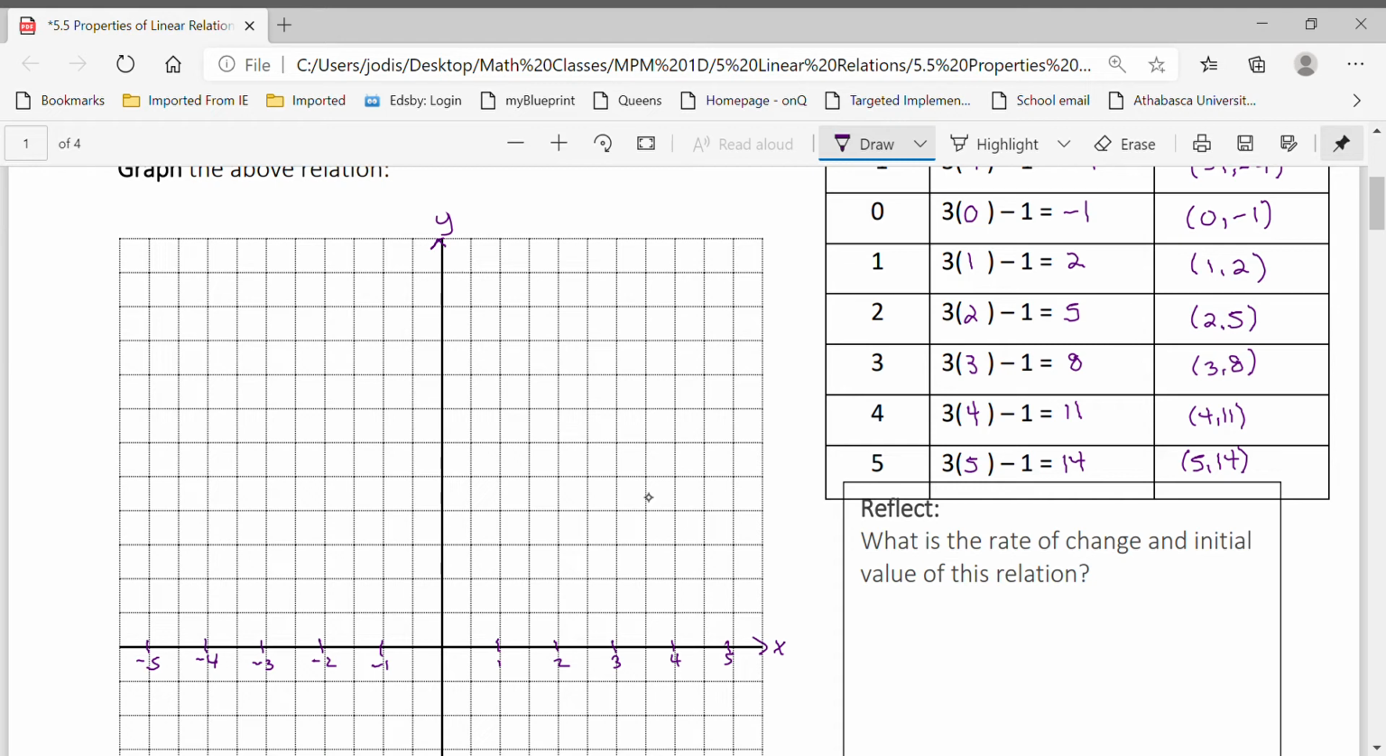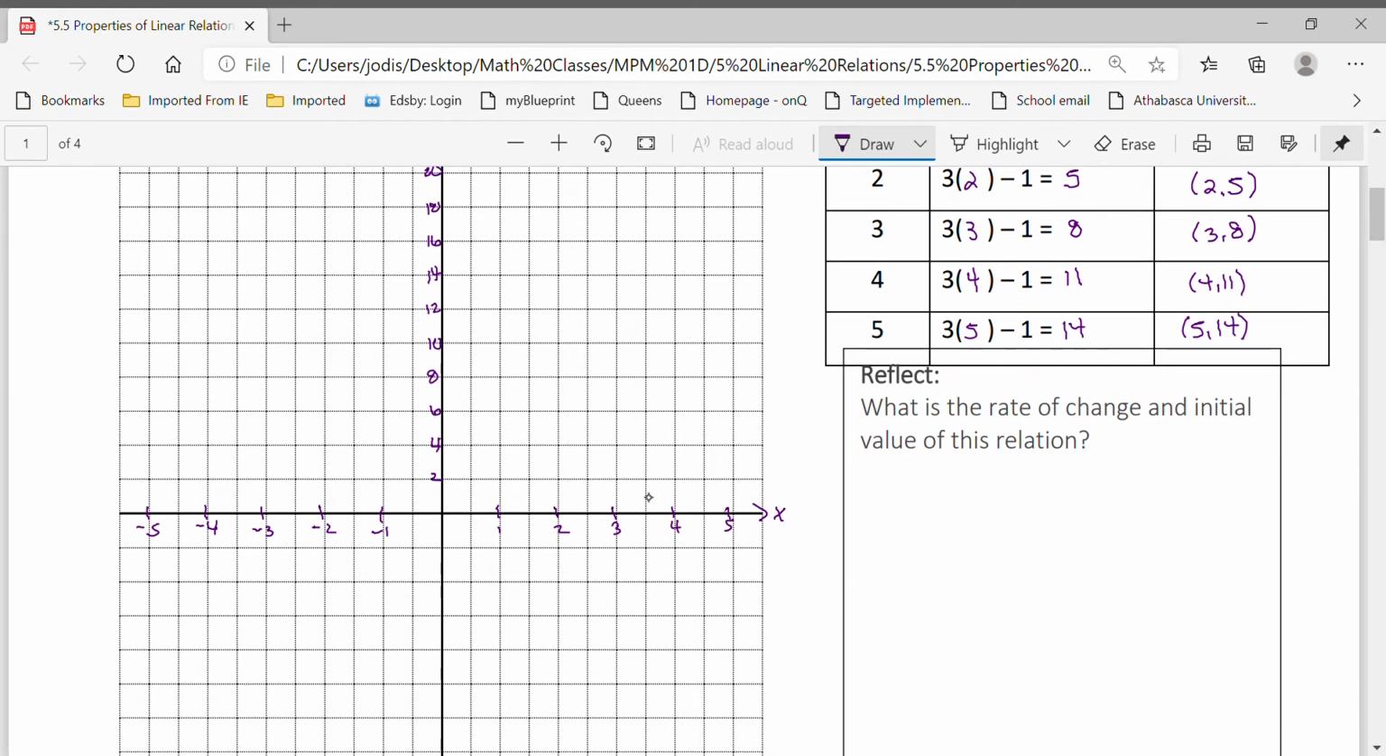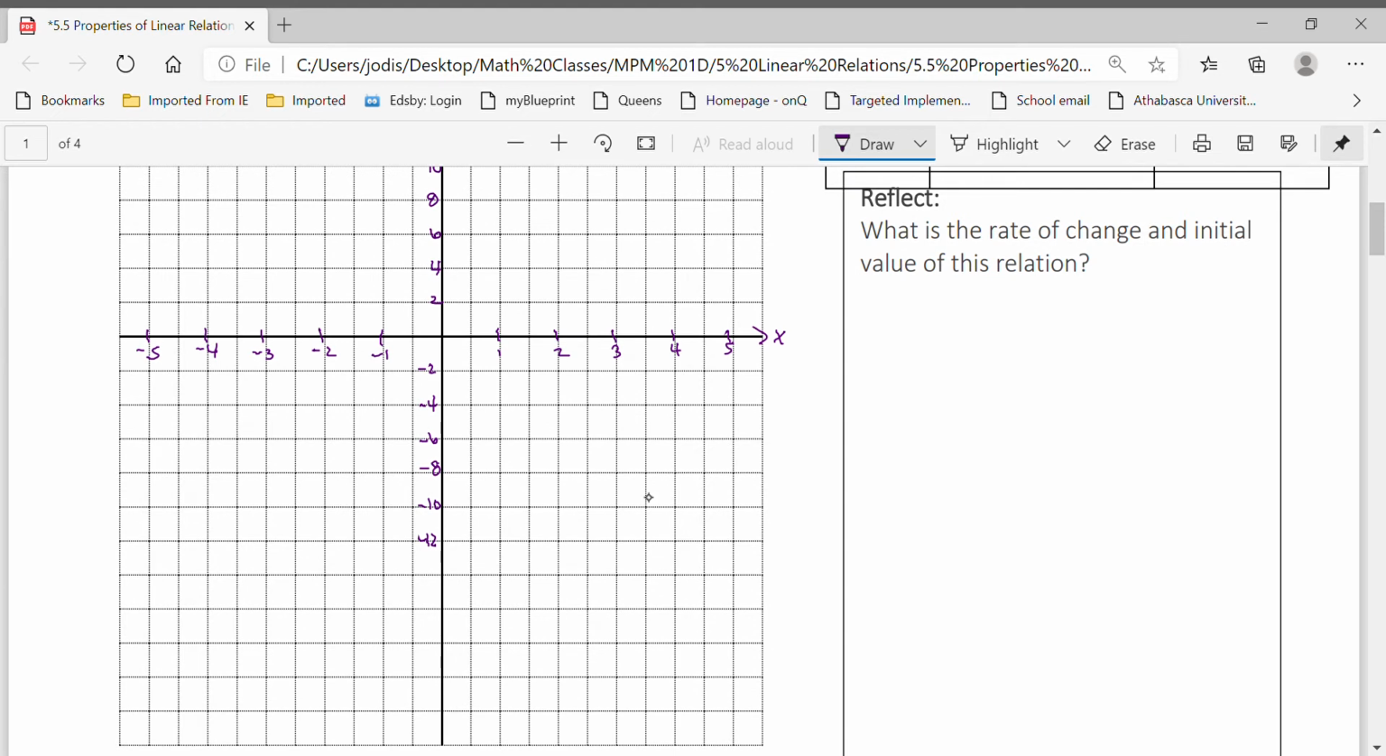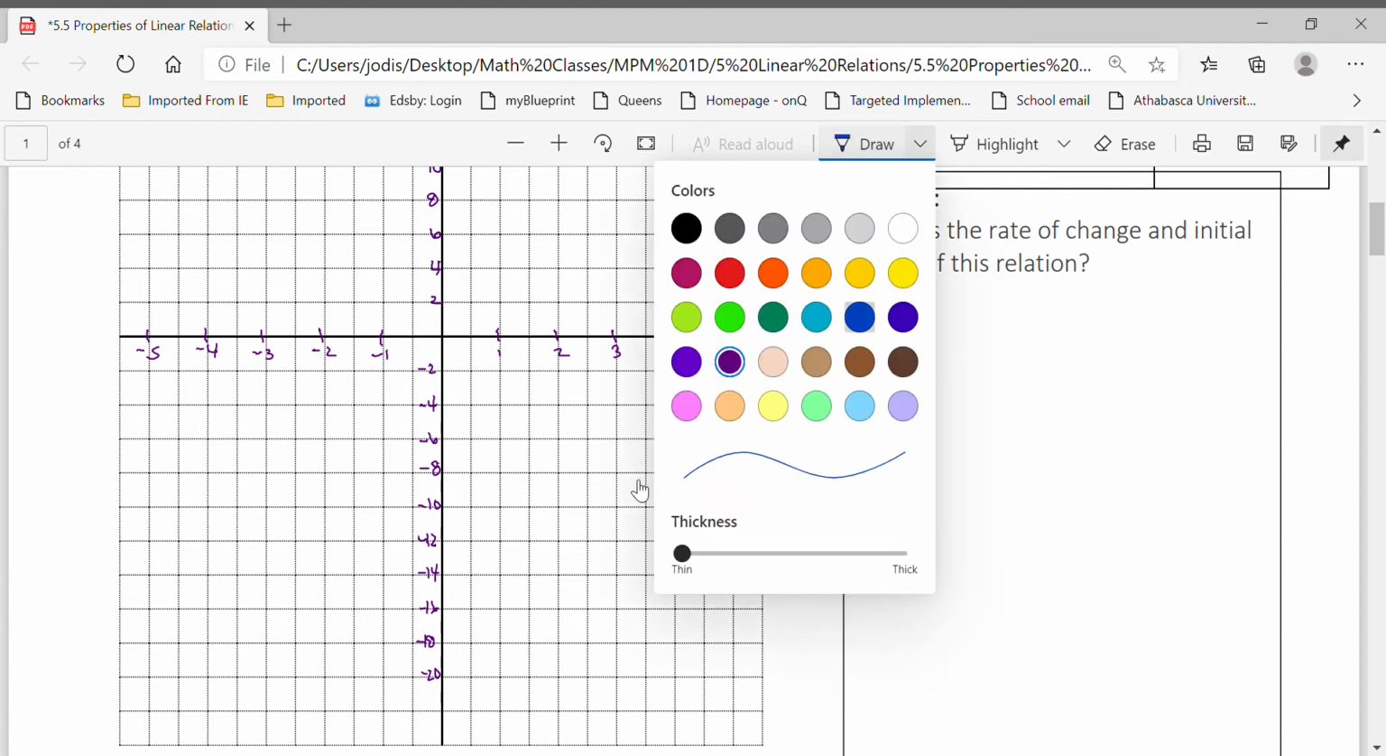On my y-axis, I'm going to have to count up by 2's. So 2, 4, 6, 8, 10, 12, 14, 16, 18, 20. And down here, negative 2, negative 4, negative 6, negative 8, negative 10, negative 12, negative 14, negative 16, negative 18, and negative 20.